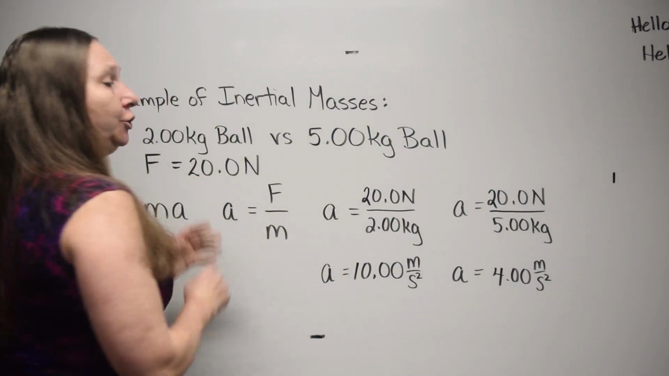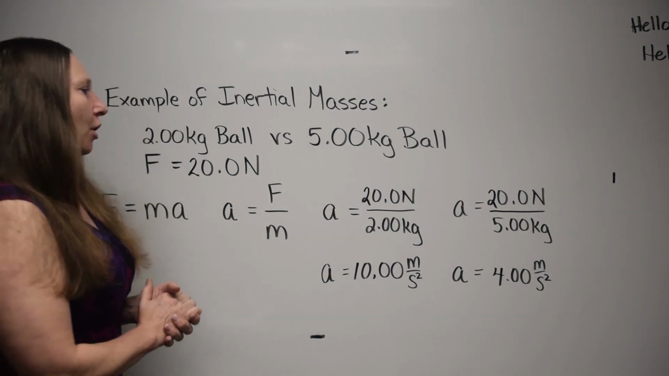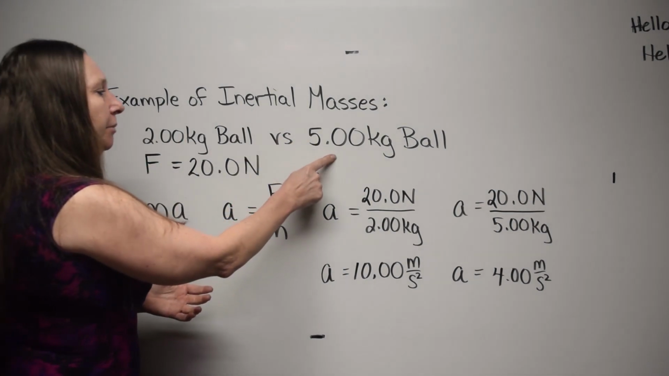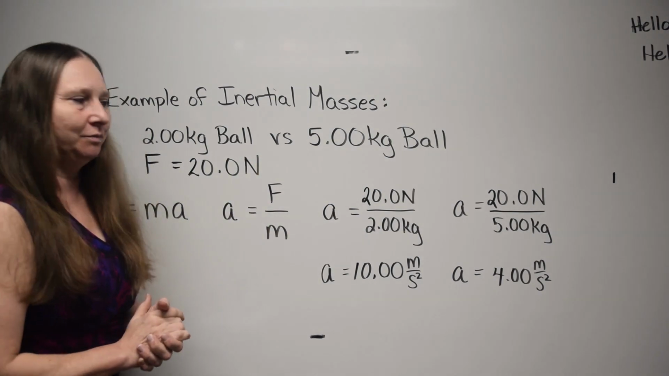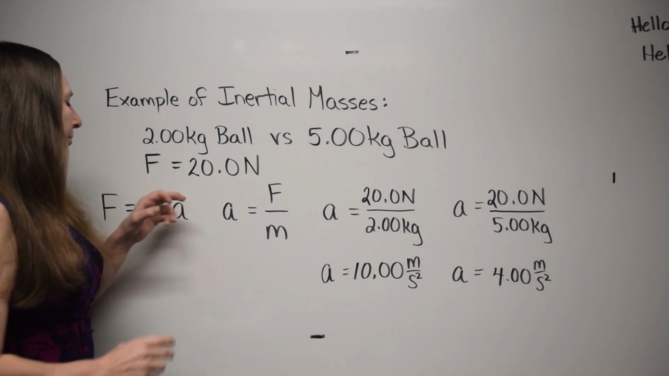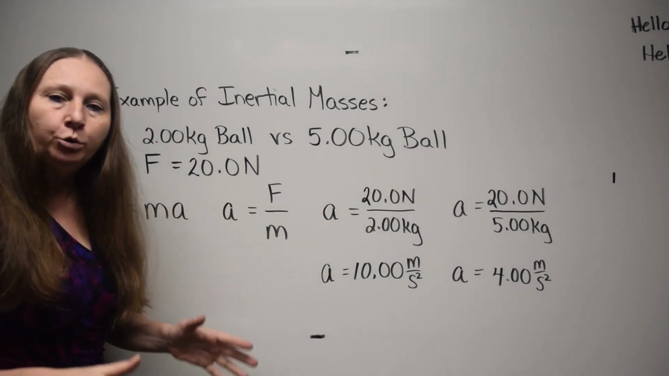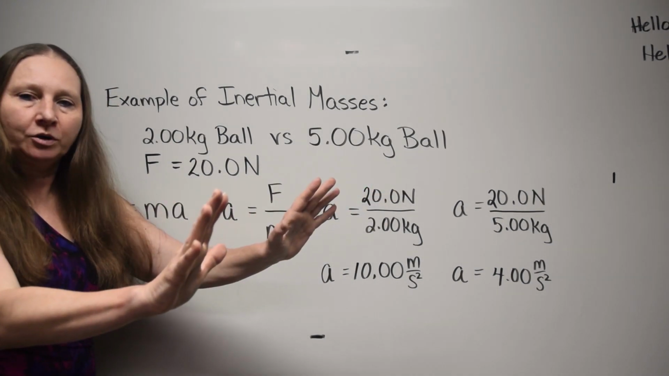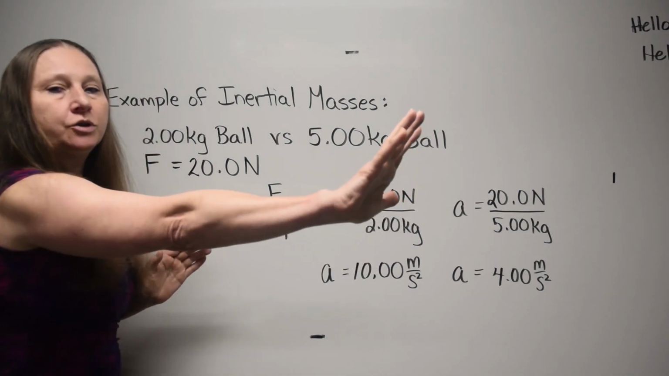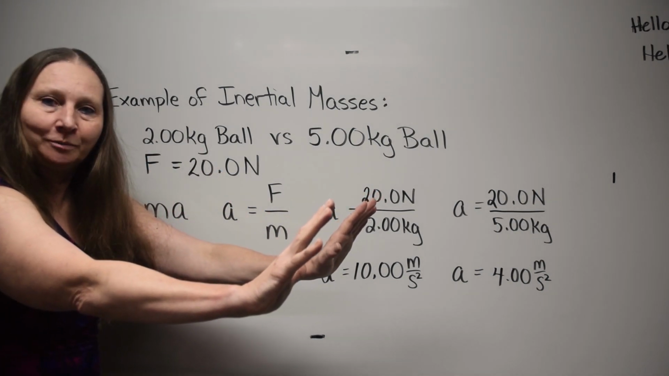We're going to start with 2 balls, a 2 kilogram ball and a 5 kilogram ball. So the mass of this ball is 2 kilograms and the mass of this ball is 5 kilograms. We're going to take these balls to outer space, and we're going to apply a 20 Newton force. We're going to push both balls with the same force. We're not going to give a gentle force to one and a hard force to the other. They're both going to get the same exact force.